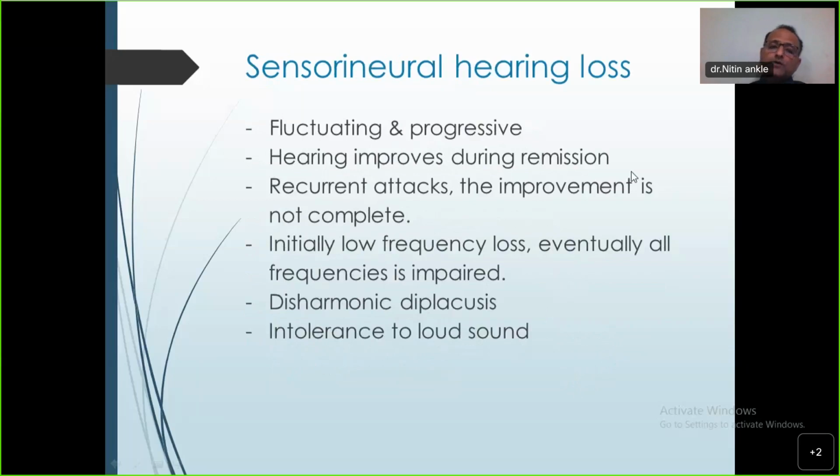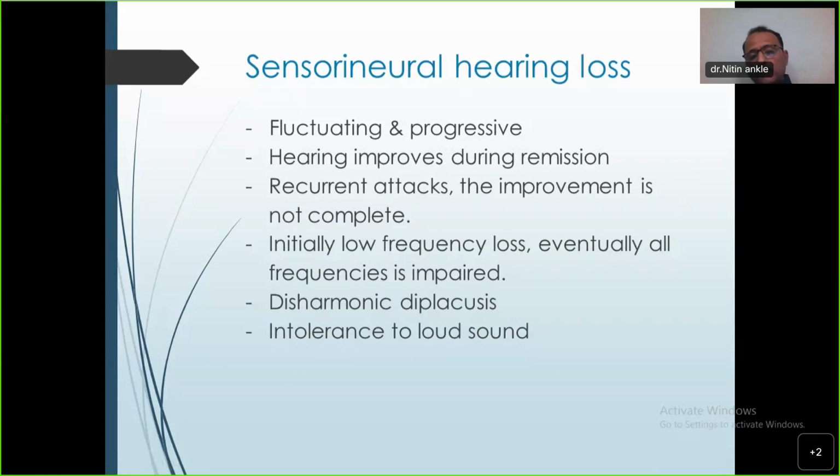Coming to the details of the sensorineural hearing loss, it is fluctuating and progressive. The hearing loss improves during remission. In the recurrent attacks, the improvement is not complete. As I told you, the attacks are there, but in between the attacks, the patient becomes normal. The patient feels that he is normal, but some amount of hearing loss persists.